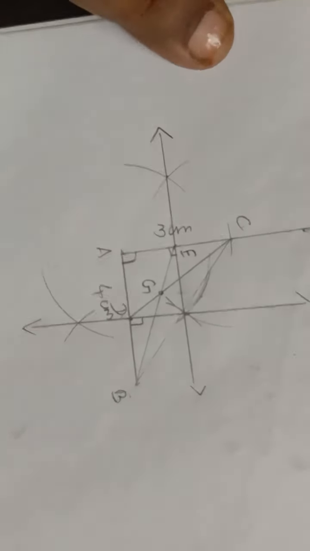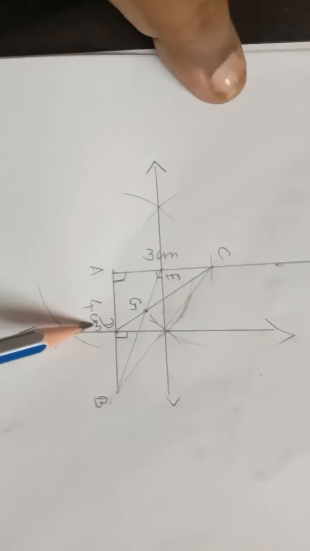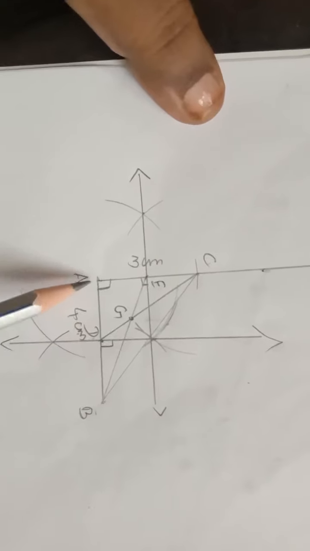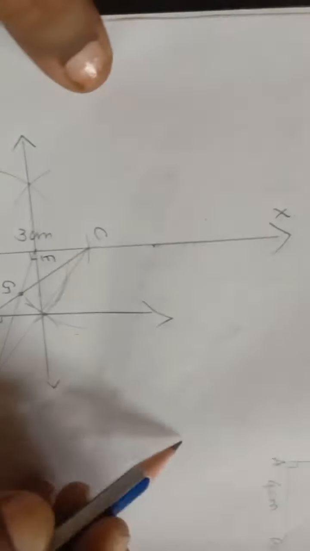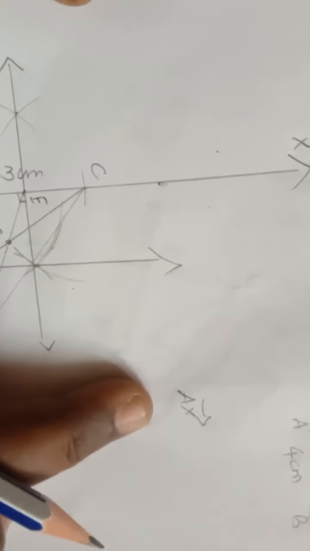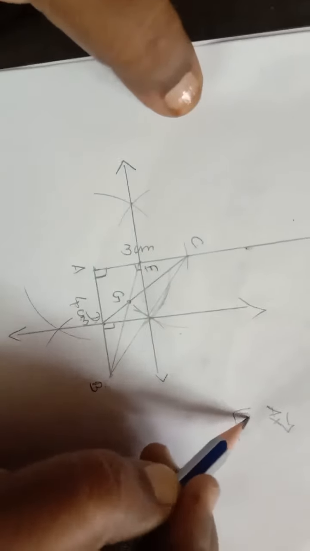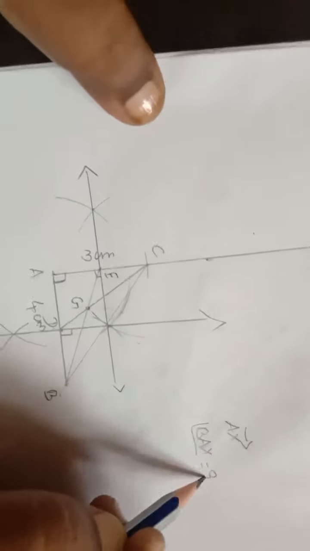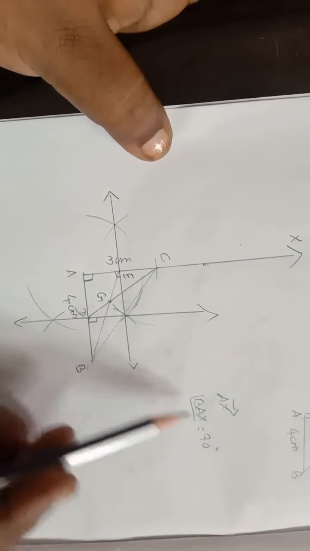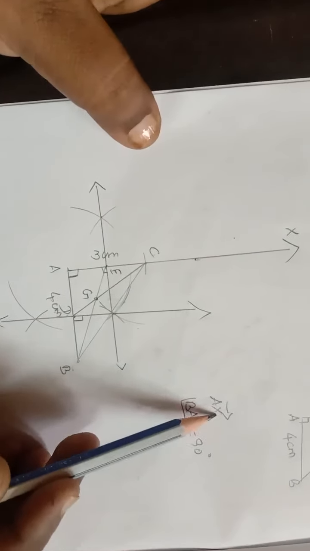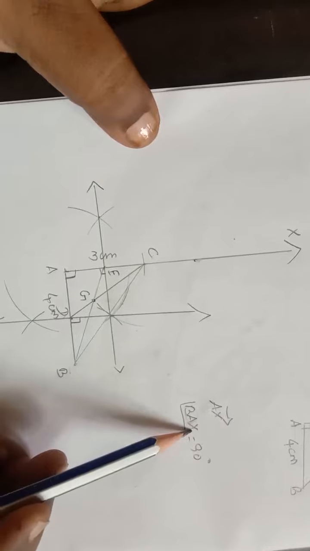Now the construction. Draw AB 4 cm. At A, draw a ray AX such that angle BAX is equal to 90 degrees. Like that you have to write. Draw AX such that angle BAX equals 90 degrees.